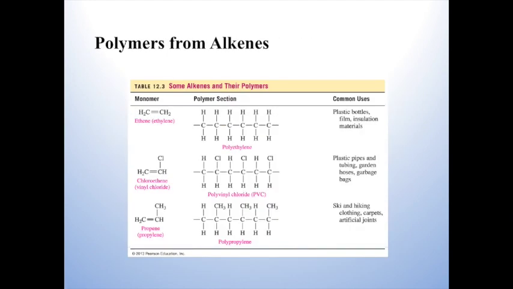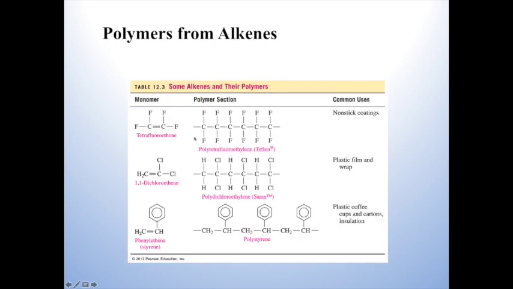So you can make polymers from many different alkenes. The simplest one is ethylene, or polyethylene. It's used to make plastic bottles, film, insulation materials. Chloroethene is also known as vinyl chloride. This can be used to make polyvinyl chloride or PVC, which is used to make plastic pipes and tubing, garden hoses, and garbage bags. Then there's propene or propylene. This can be used to make polypropylene, which is used for ski and hiking clothing, carpets, and artificial joints.